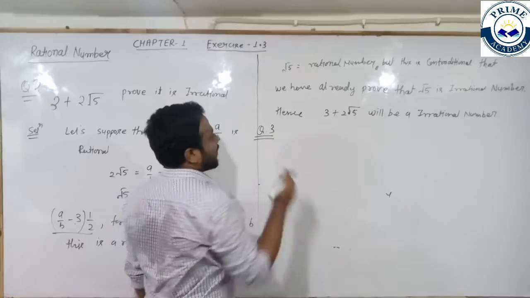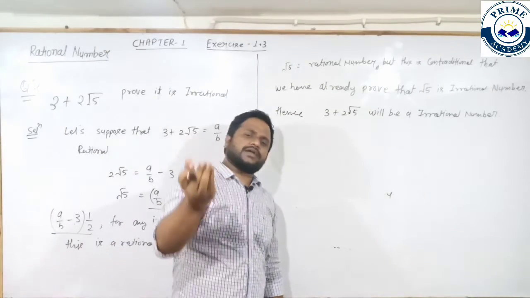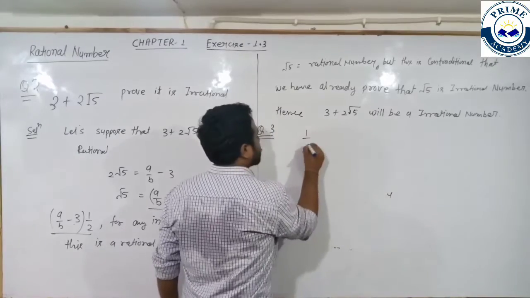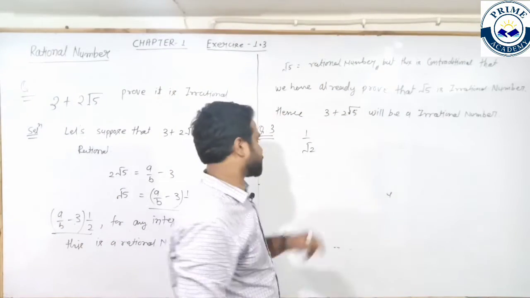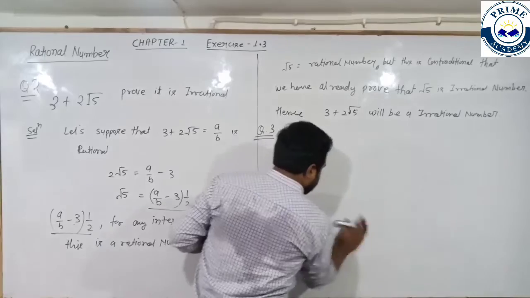In a similar way, one more question I am taking from question number 3. I am just taking one question. You can solve the question is written over. Let's prove that this is irrational. Let's see.